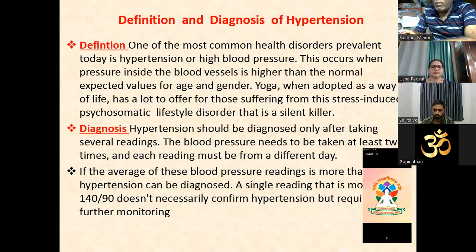See, higher level hypertension is okay, but low blood pressure is very dangerous. Up to 70 is okay at the systolic level, 70, 80. But below 70 is not advisable. 60, 65 is not advisable.